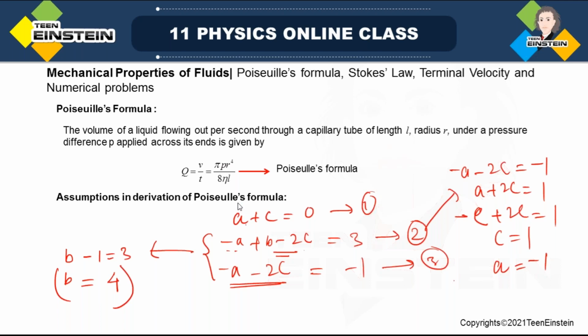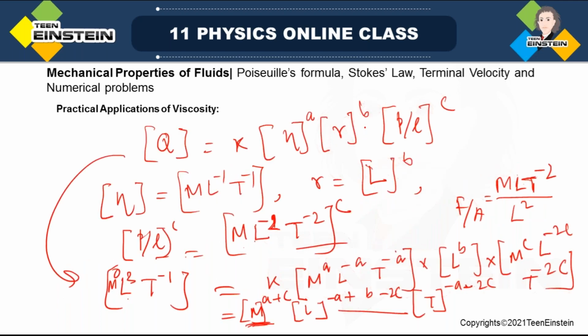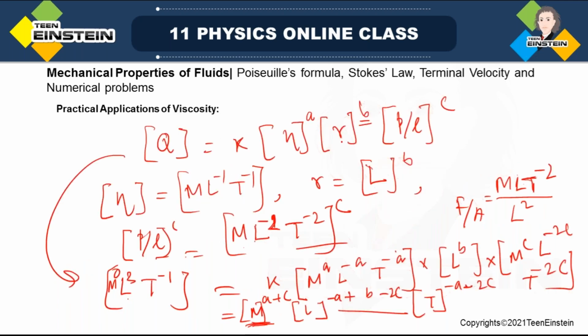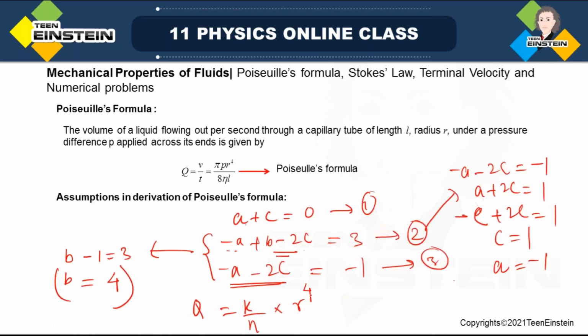So let us see what we had started with. We had started with eta to the power a. A means how much we have got? A means minus 1. So k is equal to eta to the power minus 1, which means eta comes down. Then r to the power b, b is 4. So you get r to the power 4 up.